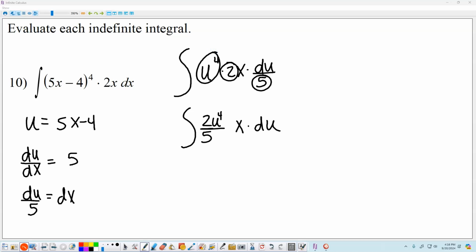The 5 goes on the bottom. And then I get this x here all by itself because I'm about ready to replace that x with something else. What am I going to replace it with? Well, I'm going to revisit this equation here. And I'm going to get the x by itself. So I'm going to start by adding 4 on both sides.